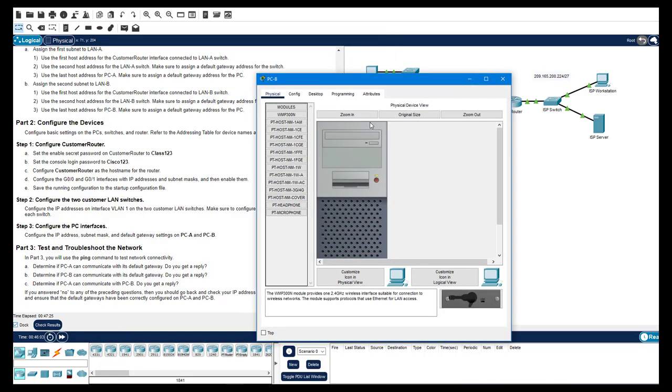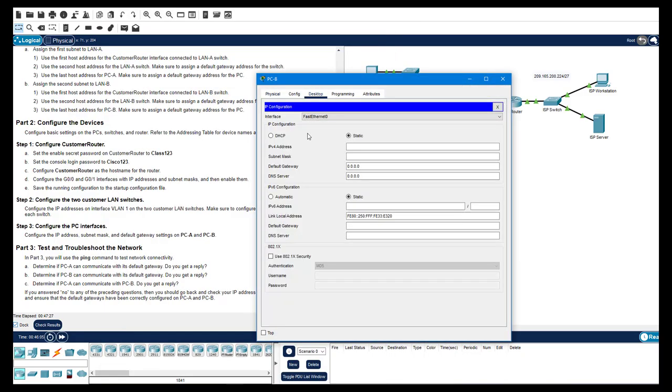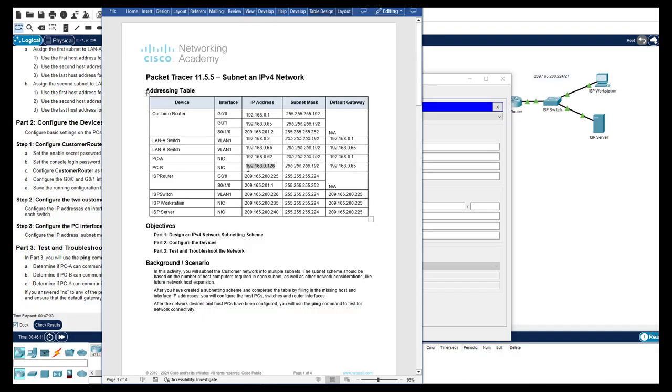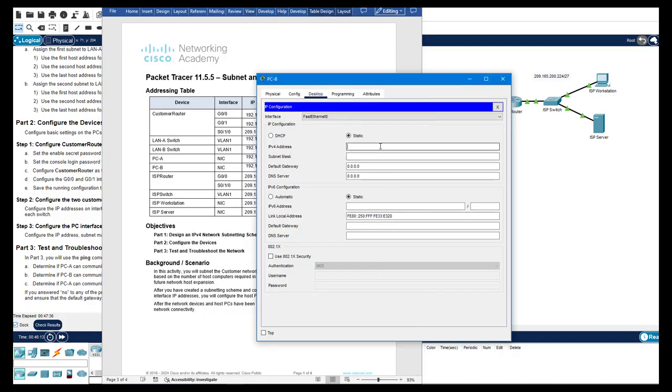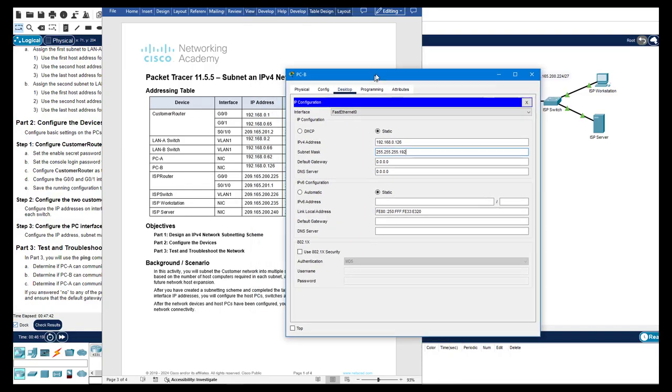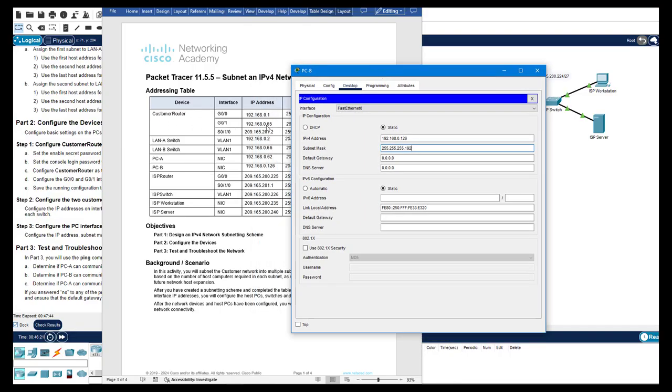And over on PCB, .126. Again, fix that default mask there. And its default gateway is G0/1 on customer router, which is .65. Okay.